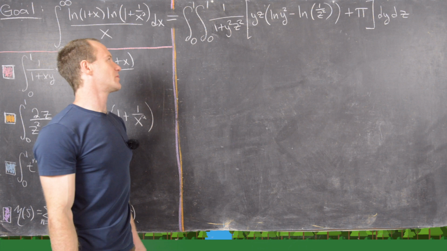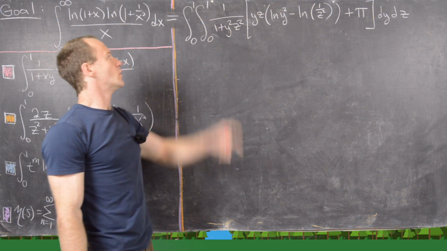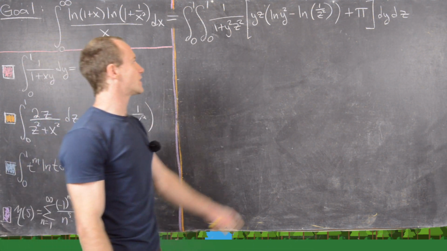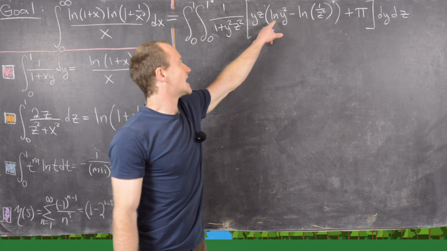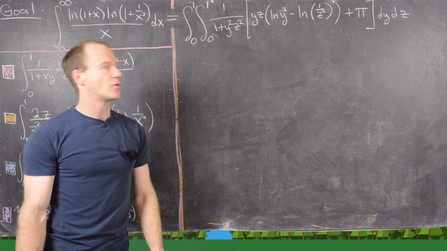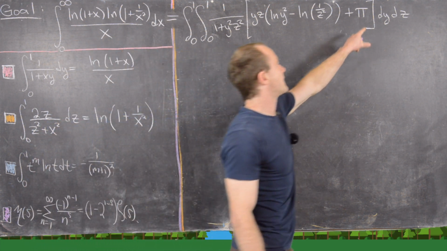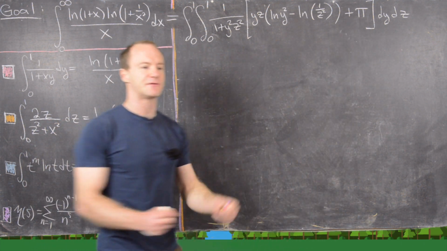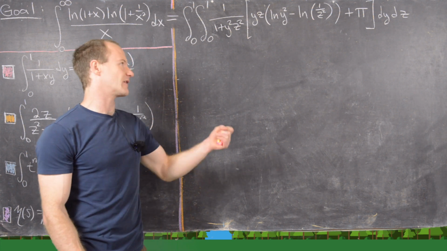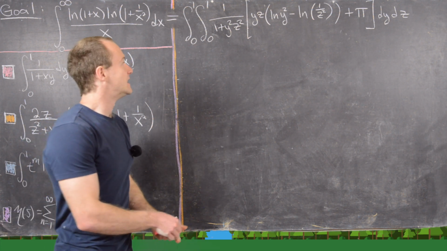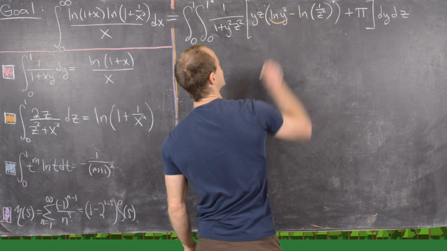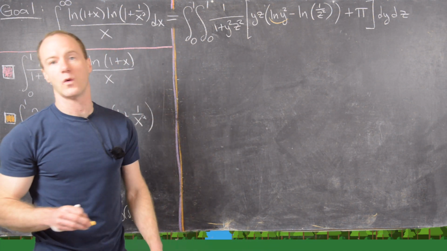I've plugged in all the appropriate limiting values, and we have the following integral to work with. So it's a double integral, 0 to 1, 0 to 1, 1 over 1 plus y squared z squared, and now we have yz times the quantity, natural log of y squared minus natural log of 1 over z squared plus pi. Recall that this was 2 times pi over 2 from that inverse tangent limit, but I've multiplied that together.